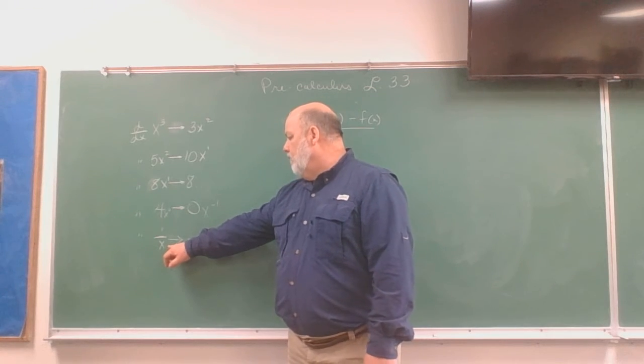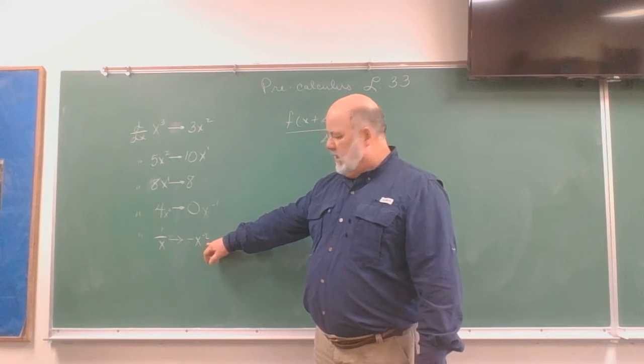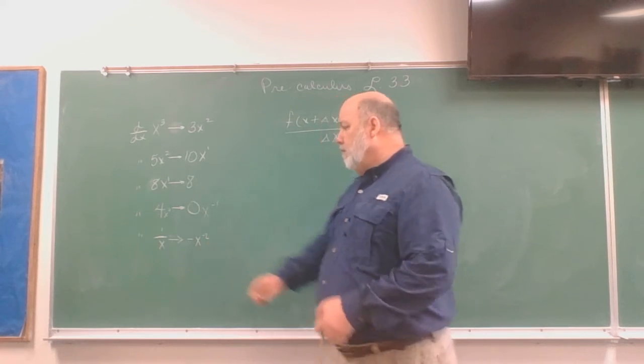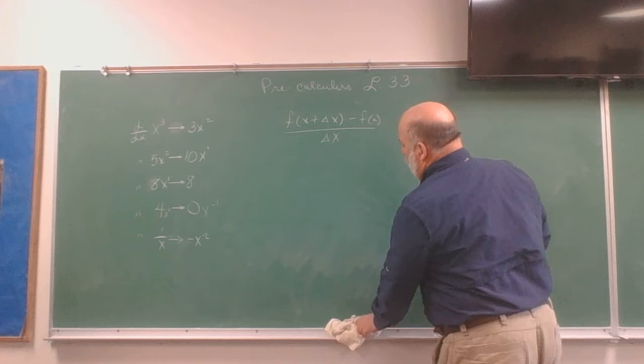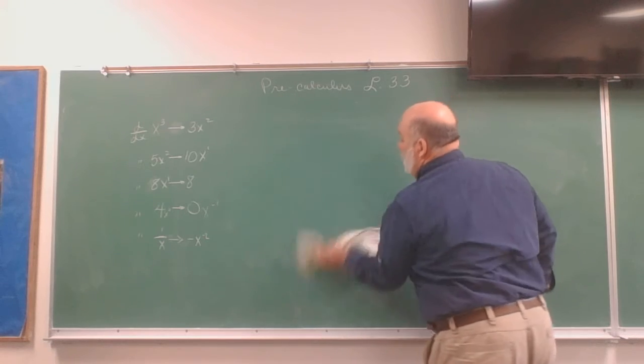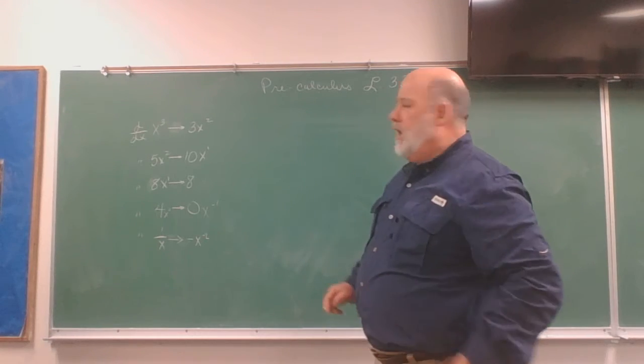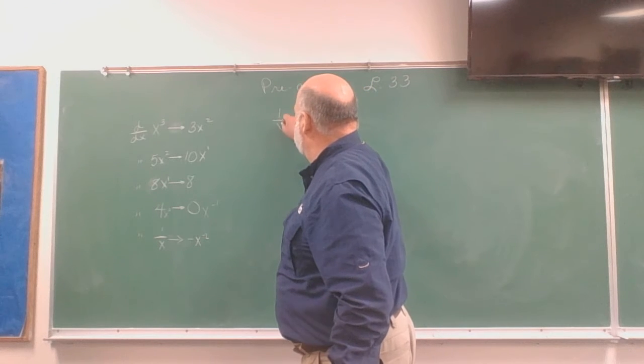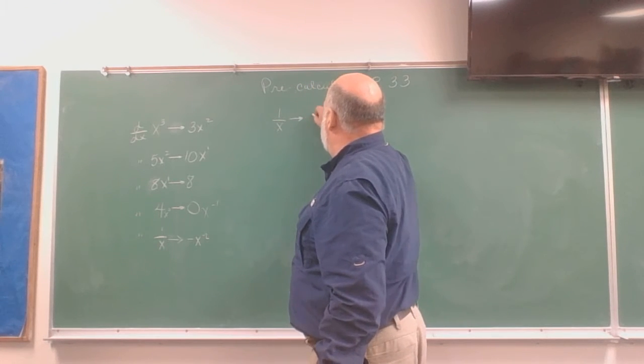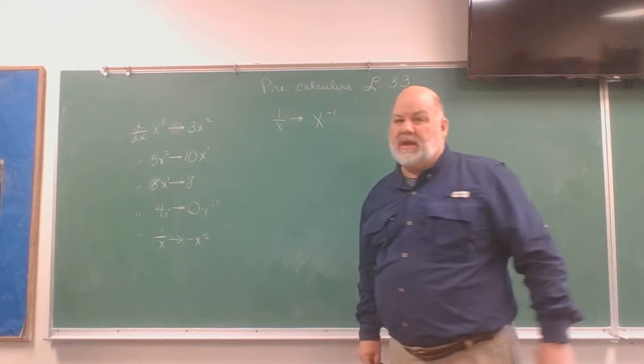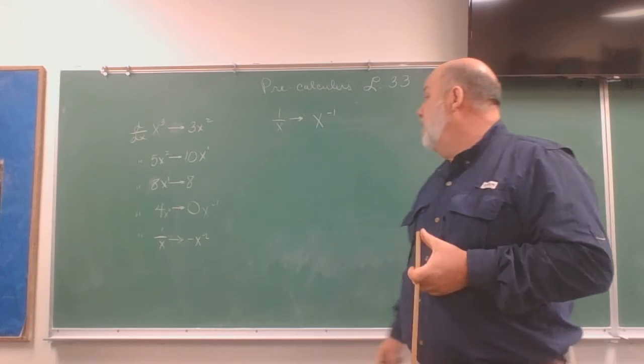Here's the derivative of 1 over x. It's negative x to the negative 2 power. I'm going to need to explain that a little more. That 1 over x is technically x to the negative 1 power, right there.